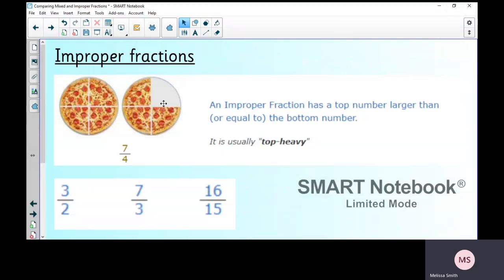I've got quite a nice visual here to represent that. So you can see here that I have 7 quarters. I have the 7 slices of the pizza, which has been cut up into quarters. And you can see here we've got some more examples of improper fractions. So that's where the numerator is heavier than the denominator. That's what an improper fraction is.